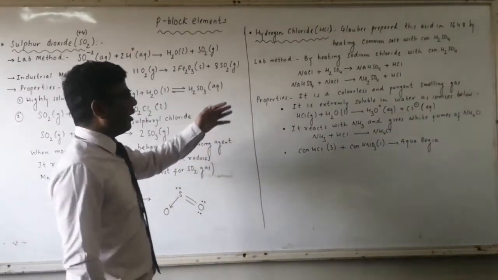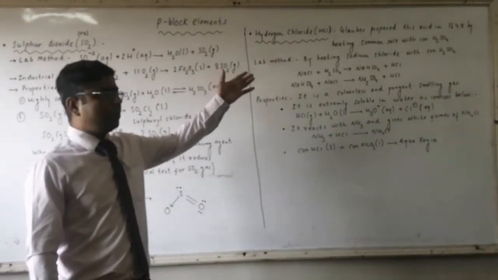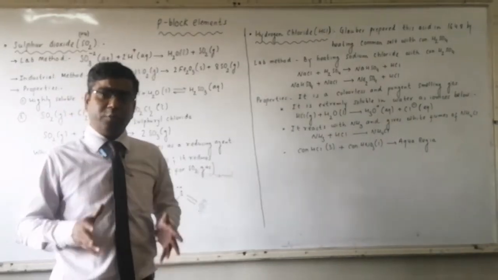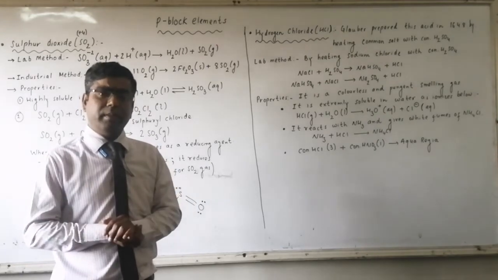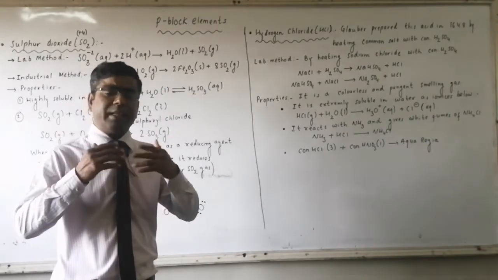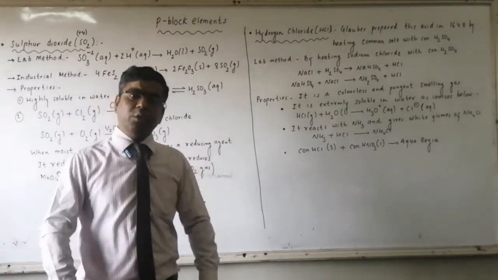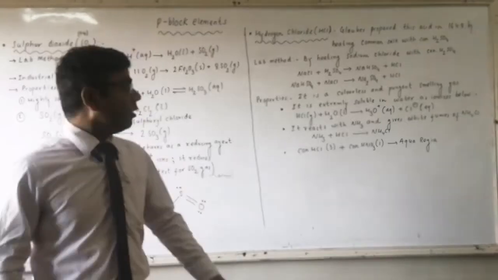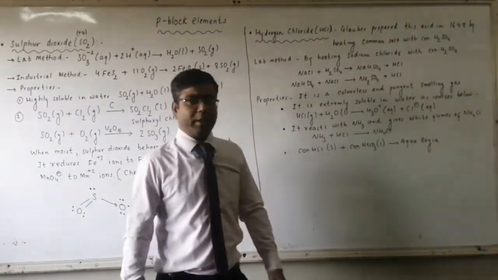Then we have hydrogen chloride. It was first prepared by Glauber when he heated common salt with concentrated H2SO4. NaCl was heated with H2SO4, a type of double displacement reaction, as a result of which HCl gas was produced. So the same reaction can be used as a lab method for the preparation of HCl, by heating sodium chloride with concentrated H2SO4.